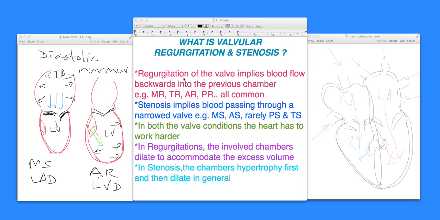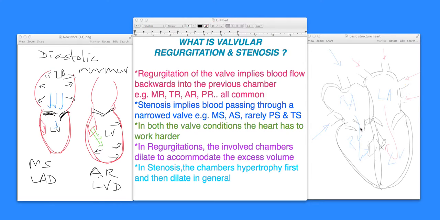Now, just to refresh, regurgitation of the valves implies that the blood is returning backwards into the previous chamber. That means the valve was incompetent, and when the ventricle contracted, some of the blood returned back. Stenosis implies that the blood is not able to pass through that orifice because of the narrowed valve. That is called stenosis. Okay, so in both valve conditions, obviously the heart has to work harder.